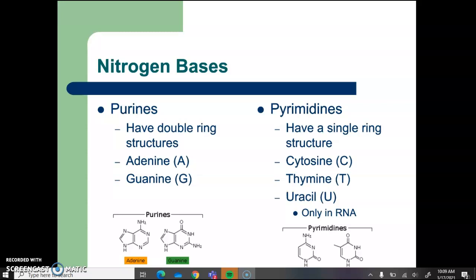The last thing to know about purines and pyrimidines, guys, is that A is always going to pair with T, and G is always going to pair with C. And that's the case because one purine always pairs with one pyrimidine. We'll talk more about those base pairings next slide.